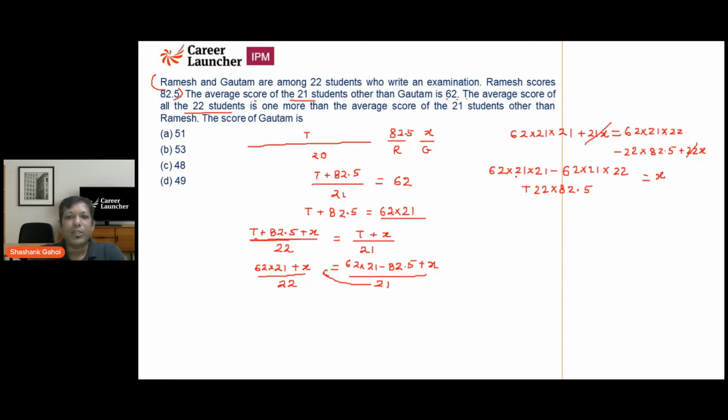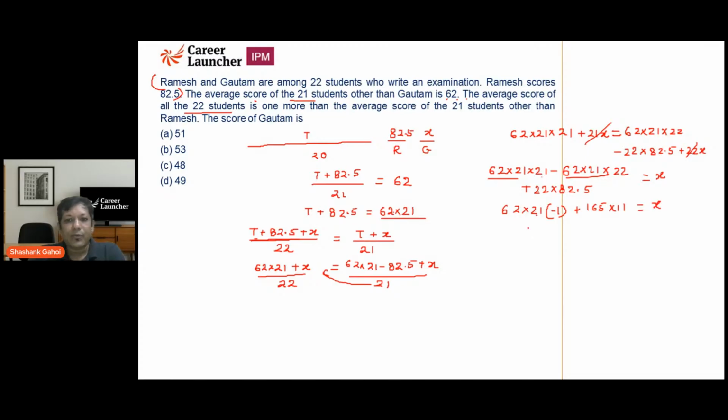Okay. Now what is going to happen? 62 into 21, I'm going to take this value as common. So 62 into 21, and 21 minus 22 will give you minus 1. Now I'm going to multiply this. So how am I going to multiply it quickly? 82.5 into 2 is going to be 165 into 11, and that is equal to x.